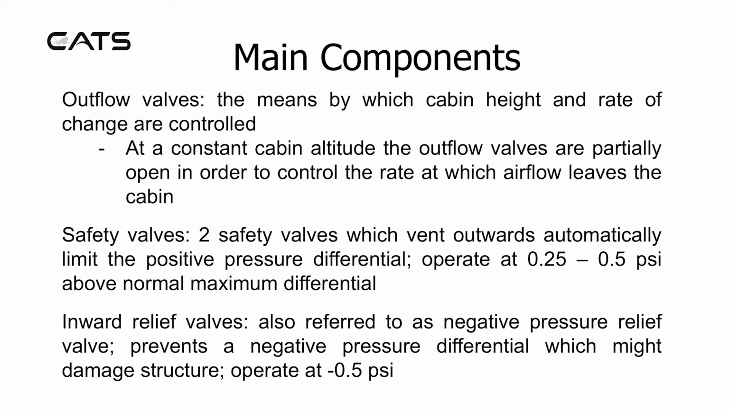Safety valves. Two safety valves which vent outwards automatically limit the positive pressure differential. They operate at 0.25 to 0.5 psi above normal maximum differential. Inward relief valves, also referred to as negative pressure relief valves, prevent a negative pressure differential which might damage the structure and operate at minus 0.5 psi.